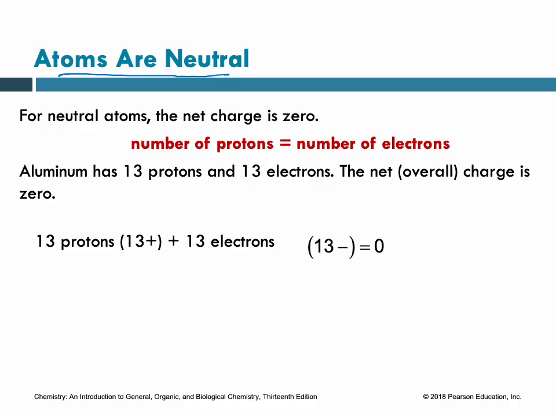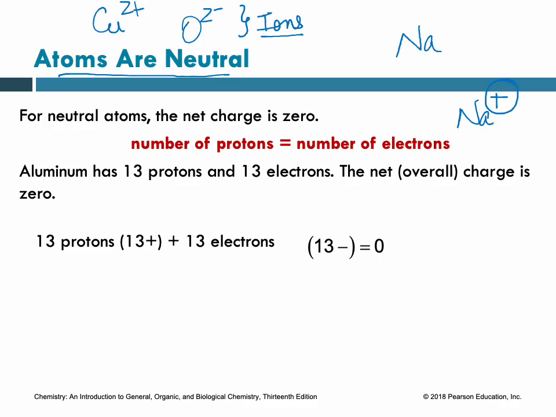Now, because atoms are neutral, how do you know it's neutral? If an atom has a charge on it, it would always be written on the top right corner. For example, Cu 2 plus, oxygen 2 minus. And now these are not called atoms. When they have a charge, they are called ions. So if they are atoms, they are always going to be neutral. There will be no number written on the top right corner. That simply tells you it is a neutral atom.